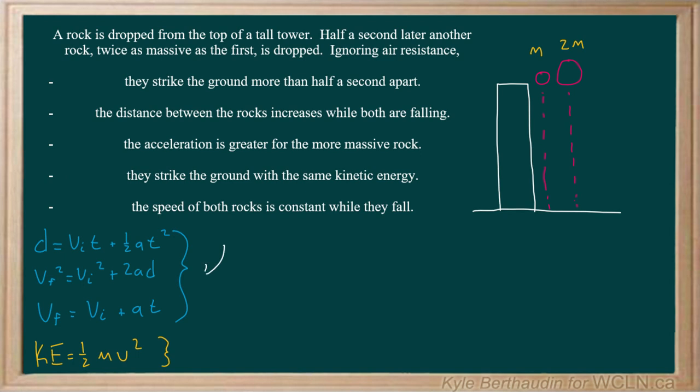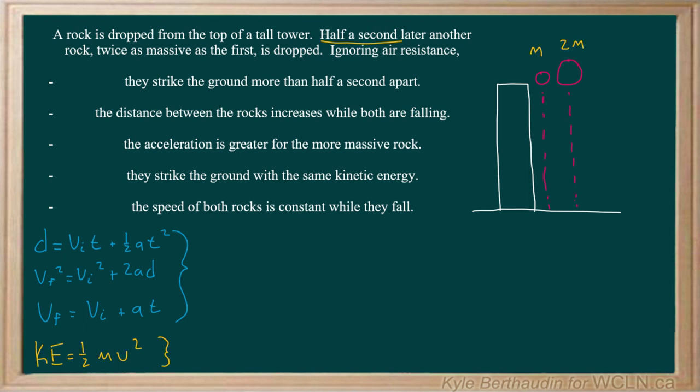I've also included kinematics equations and the kinetic energy equation here for reference. So let's start with the first statement. They strike the ground more than half a second apart. In the question, we're told that half a second is the difference in release time of these two objects. So our first statement is saying that the time between them hitting the ground is going to be larger than the time between them when they were released.